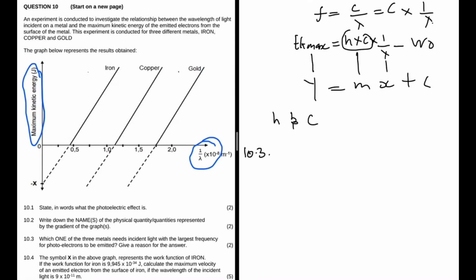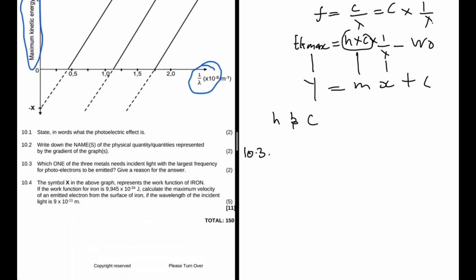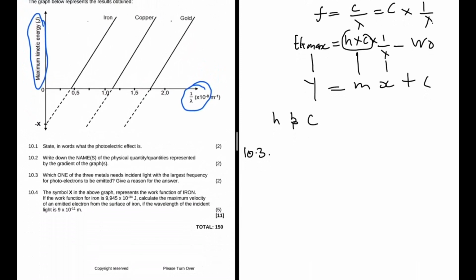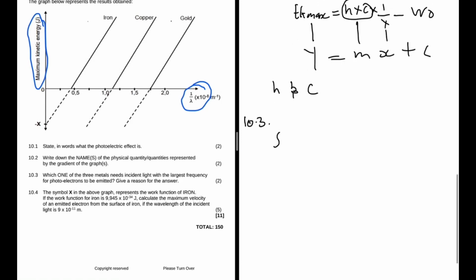10.3 says that which of the 3 metals needs incident light with the largest frequency for photoelectrons to be emitted? Give a reason for the answer. We have already said that the frequency is equal to the speed of light divided by the wavelength, which you can also write as the frequency being equal to the speed of light multiplied by 1 divided by wavelength. So we are basically multiplying these two numbers, right?